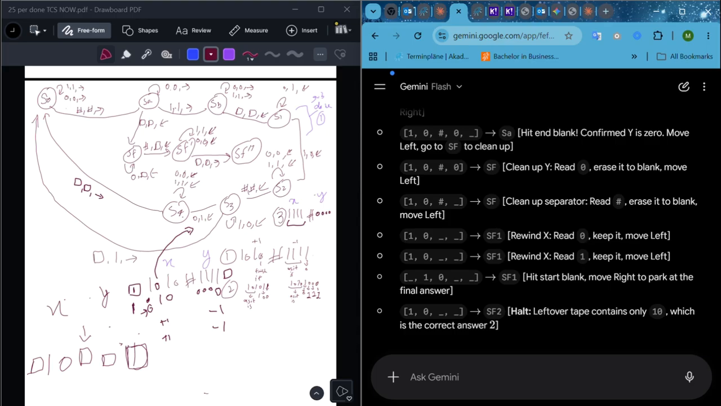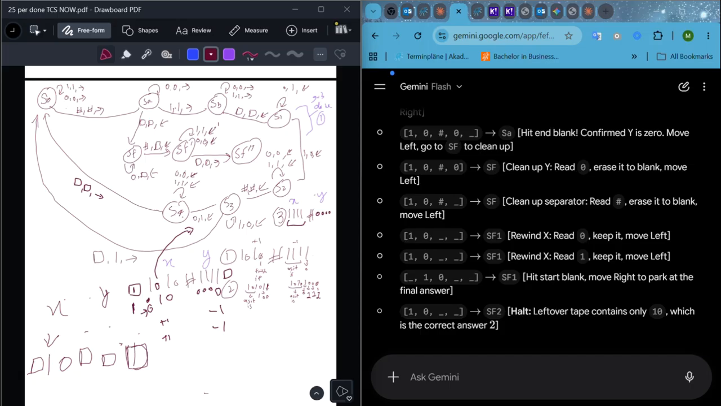rewind X. If you read a 0, keep it, move left. If you read a 1, keep it, move left. So its job is to just go all the way to the left until you see a blank. And the moment you see this blank on the left side of the X, you go one step right, which should potentially be the first character of X.